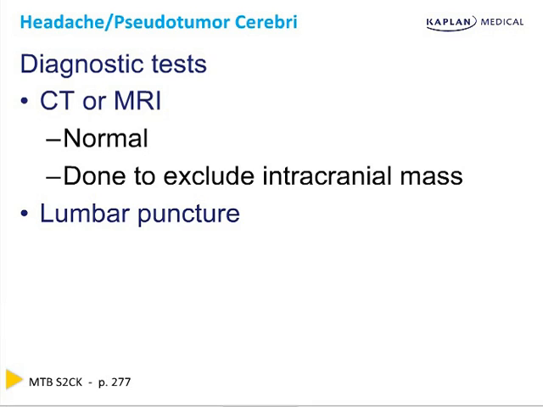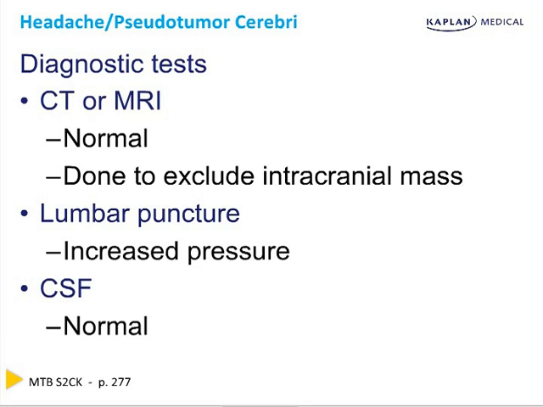After you have a negative CT or MRI, then you do the lumbar puncture, which shows a markedly increased cerebrospinal fluid pressure. That's the diagnosis. Headache and papilledema with a normal scan of the brain, and then the LP shows a super high pressure. That CSF will be normal, not in terms of its pressure, but normal in terms of its content. In other words, no white cells in it. Normal CSF constituents, just a high pressure.